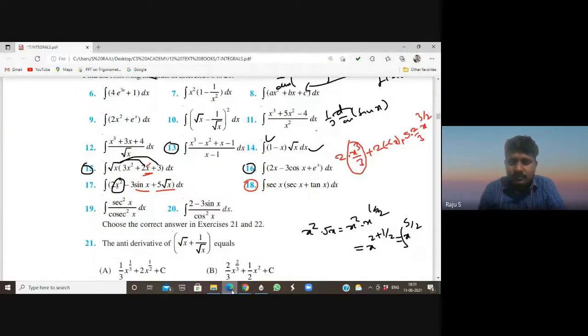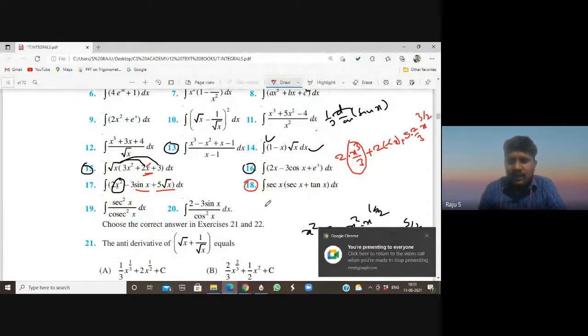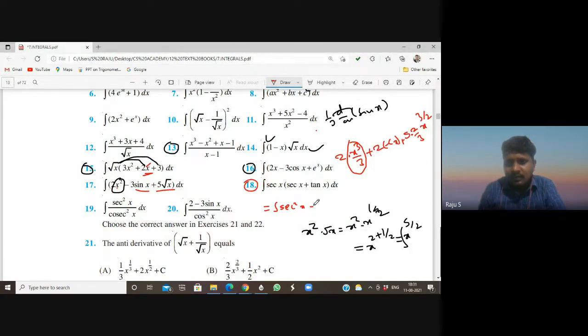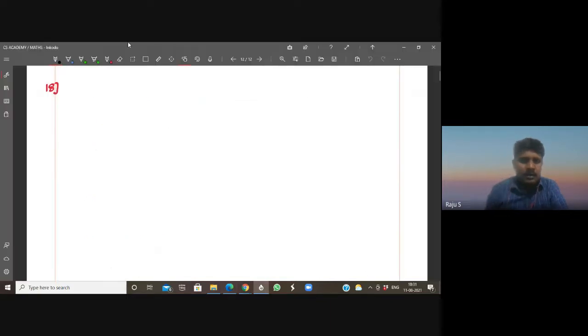What is the answer for 18th? When we multiply here, secant square x, direct formula, plus secant x tan x, direct formula. Both will be direct formulas. Yesterday I have given it already. This is tan x plus this is secant x. This is the answer.